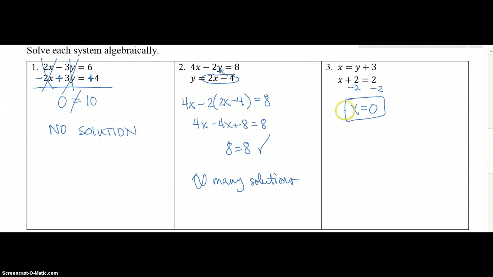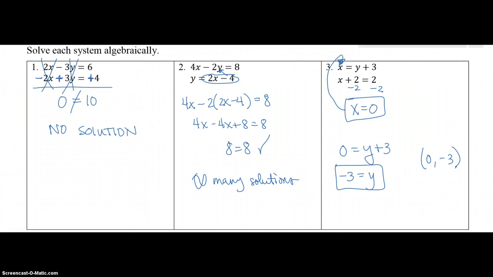We're going to take that 0, plug it in for x, and solve for y. So if you subtract 3 from both sides, you get y equals negative 3. And written as a coordinate, it would look like that. Just kidding. Yeah, that's right.